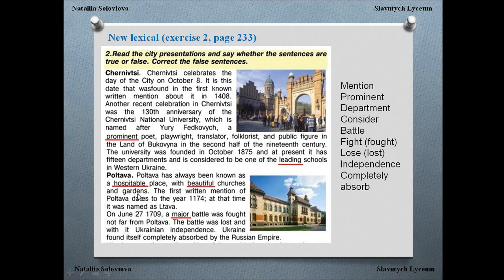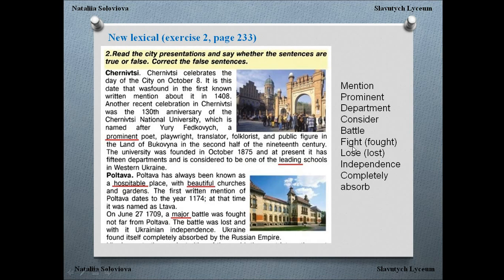Department. If you speak about a shop, department means відділ. If you speak about the university, department means факультет. The University of Chernivtsi has 15 departments. Consider, вважати, розглядати. And is considered to be one of the leading schools. І вважається. Battle, I think it's clear, but I decided to put this word here just in case. So, battle, битва, баталія.